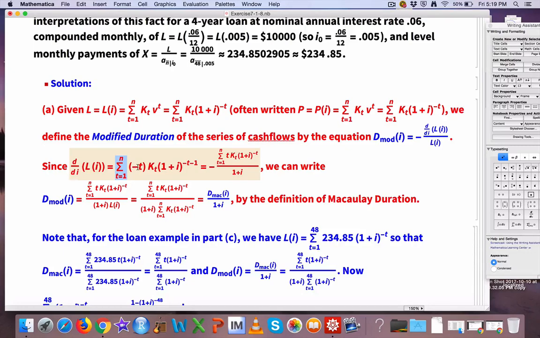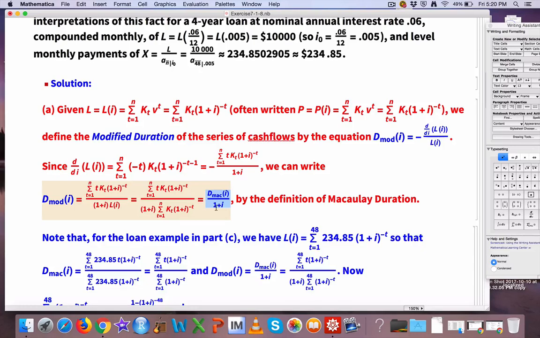Then it's a little bit of algebra. We can factor the minus sign out. We can also factor a (1 plus I) to the negative 1 out. Here you see the negative sign. (1 plus I) to the negative 1 is the same as dividing by 1 plus I. Now use this definition, the modified duration, the negative signs cancel. We also leave the 1 plus I in the denominator. The L of I equals this thing. And then you say, hey, I recognize that this divided by this, that is the Macaulay duration. And there you have it. The modified duration is the Macaulay duration divided by 1 plus I.